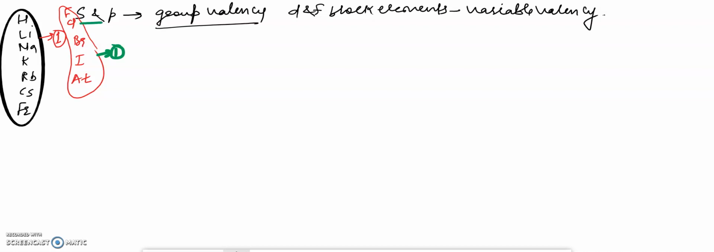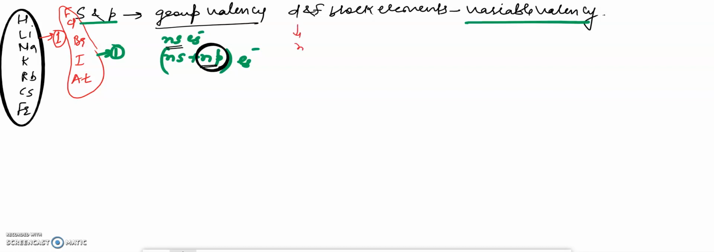Why do S and P block elements show group valency while D and F block elements show variable valency? Because in case of S and P block elements, either NS electrons or NS and NP electrons take part in the bond formation. In case of S block elements, only NS electrons take part, and in case of P block elements, only NP electrons take part. What about the D and F block elements? In case of D block elements, NS and N-1 D electrons, that is valence S and penultimate D, both can take part in the bond formation.